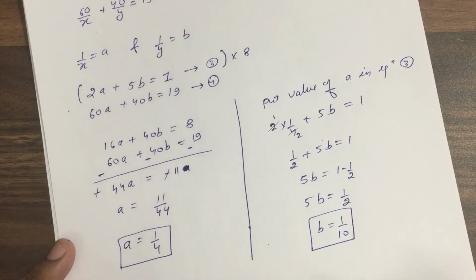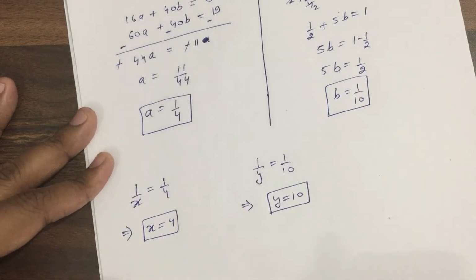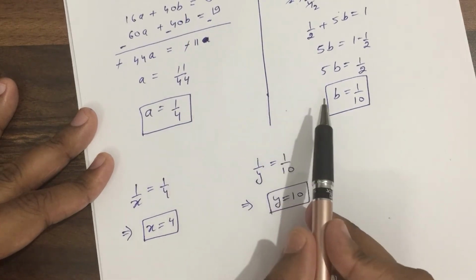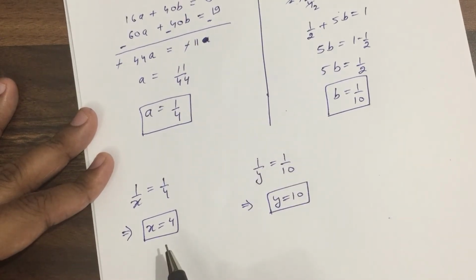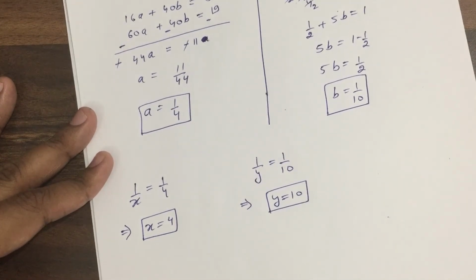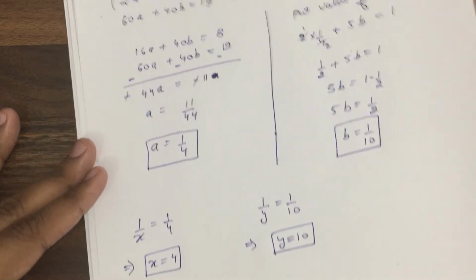So this is your final answer, not a and b are your final answers. Your final answer is x and y, x equal to 4 and y equal to 10. ठीक है. Now we will consider another example. Let us take another example.